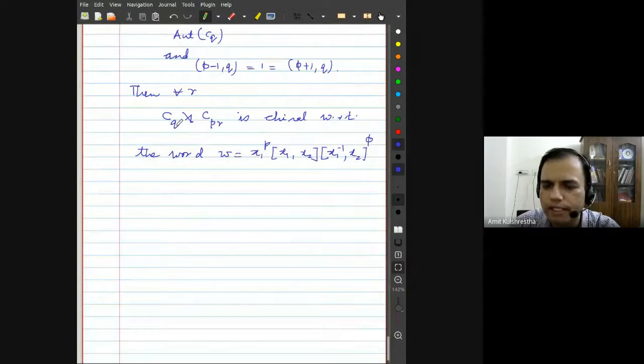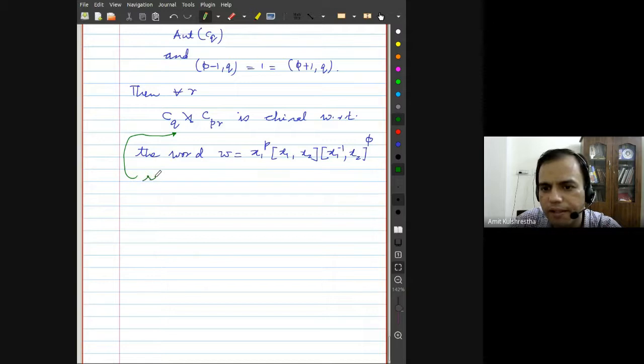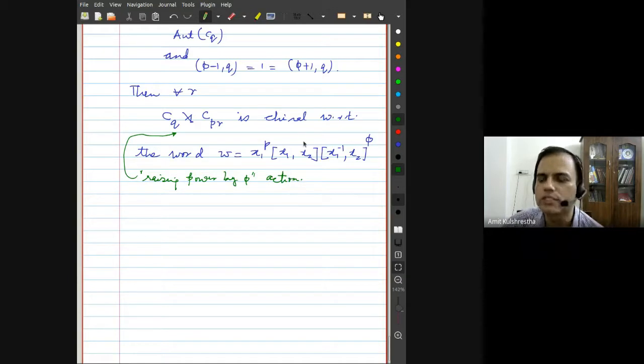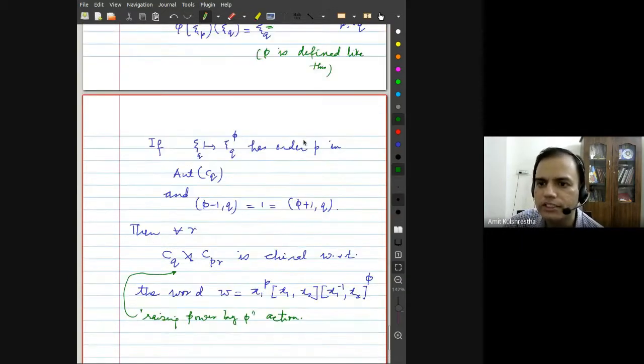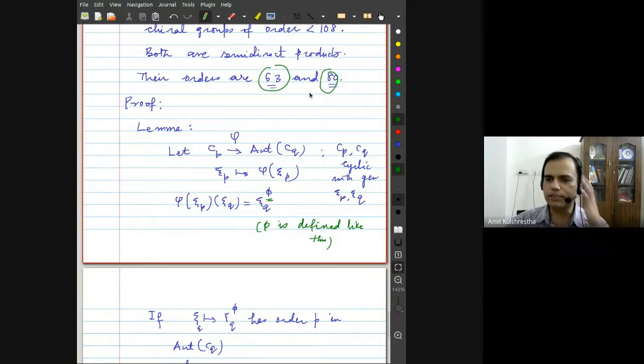And this action is whatever is the natural thing in the context. So action is coming from raising power by phi action. Okay. So what you can do is you can use this to construct certain chiral groups, and using this you can establish the chirality of these two groups, 63 and 80.